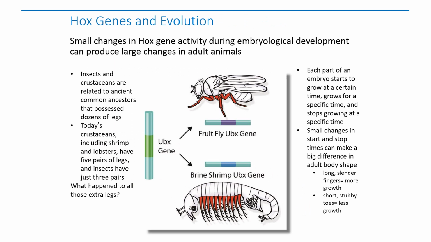So we're going to take a look at Hox genes and evolution. We know that small changes in the Hox genes during embryological development produce large changes in the adult animals. So when we look at insects and crustaceans, these are related in ancient common ancestors. And we know this because they have dozens of legs. Where today crustaceans, including shrimps and lobsters, have 5 pairs of legs, where insects have 3 pairs of legs.